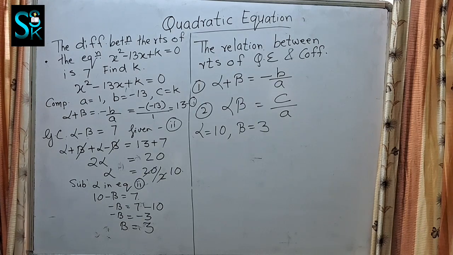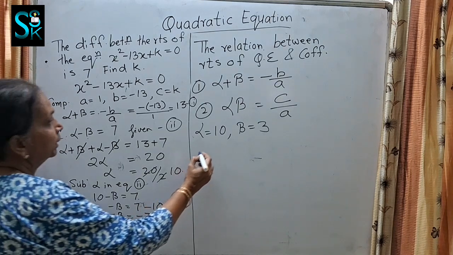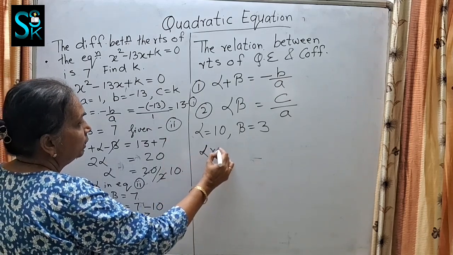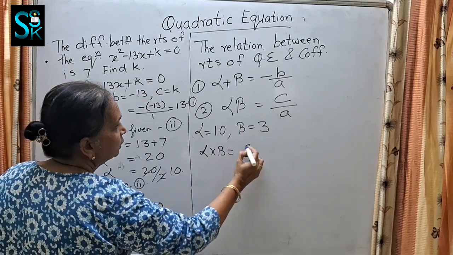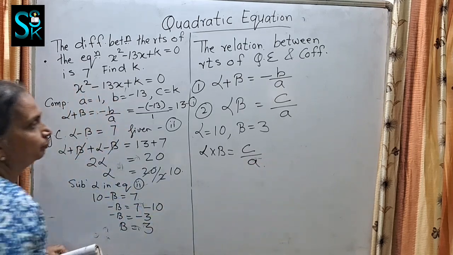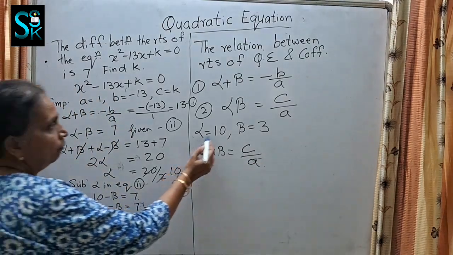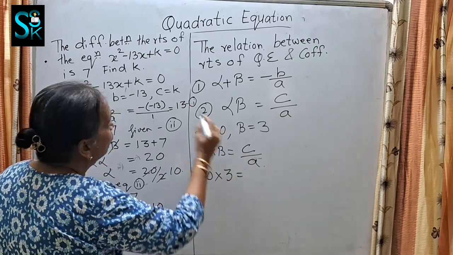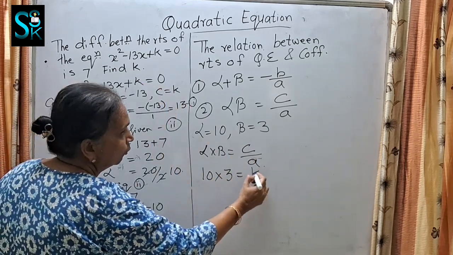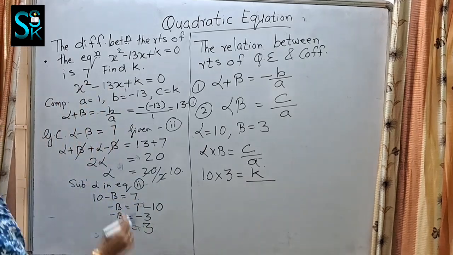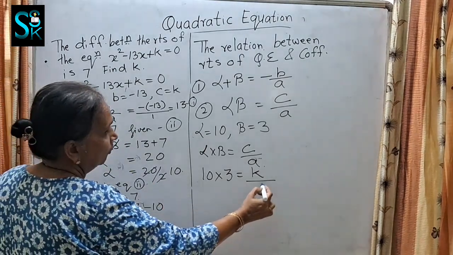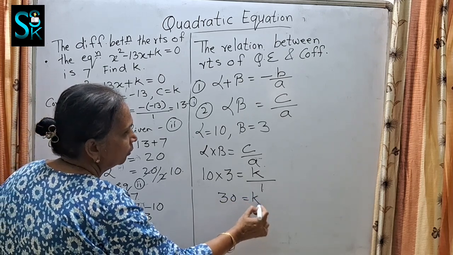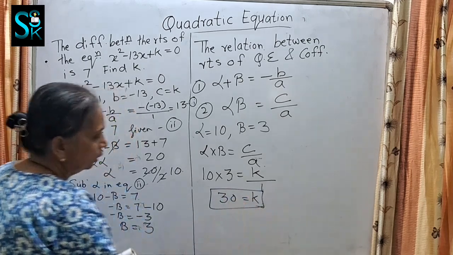Now I can find out alpha into beta, because alpha into beta is nothing but C upon A. Now you know alpha is 10, you know beta is 3, and C is nothing but K, for which we have done all these things, upon A, which is 1. So 10 into 3 is 30, equal to K. This is how you found out the value of K.